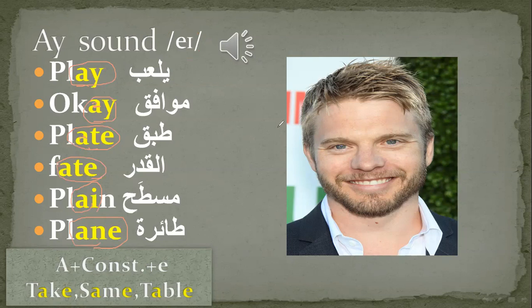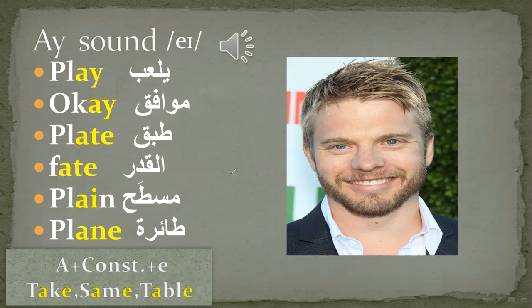Digamos que de todas esas, la última no se pronunciaría. Igual sería A, consonante, E. Igual suena A. Entonces sería play. Hey, it's A sound. Todos tienen A.